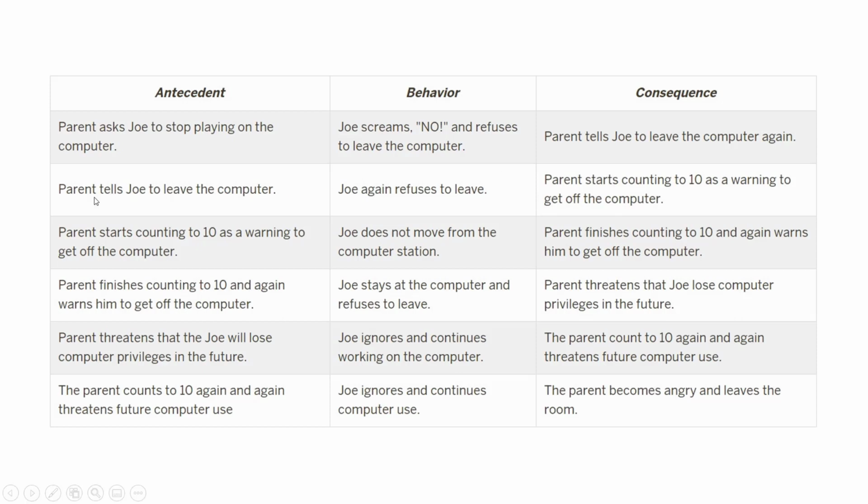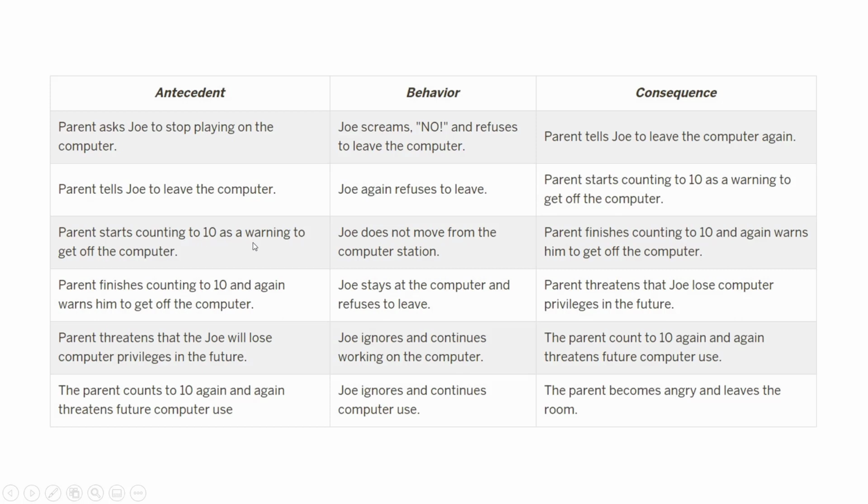So we look through here. The parent tells Joe to leave the computer. Joe refuses to leave, so the parent starts counting to 10 as a warning to get off the computer. Once again here, you do have another person, so possibly attention. But once again, he has attention in the antecedent. And the issue is that he doesn't want to leave the computer. He refuses to leave, and the parent starts counting. Cool. He's still getting access to the computer with his behavior. So I would say it's starting to look more and more like the tangible.